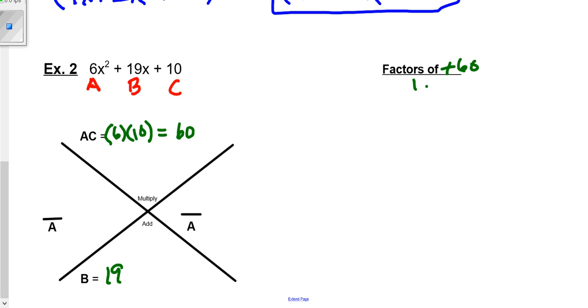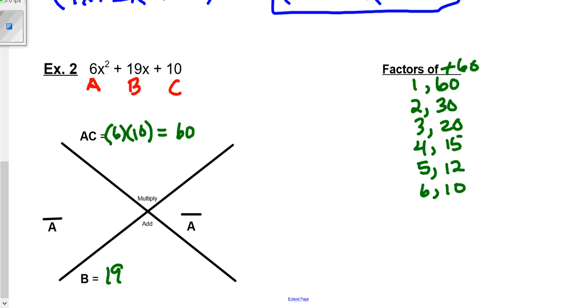So we're going 1 and 60, 2 and 30, 3 and 20, 4 and 15, 5 and 12, and then 6 and 10. Right? One of these sets of factors adds to 19, our B down here. So it's not 1 and 60, that's 61, that's 32, 23, and ding, ding, ding, we got 19. So that's the two factors we're going to use.